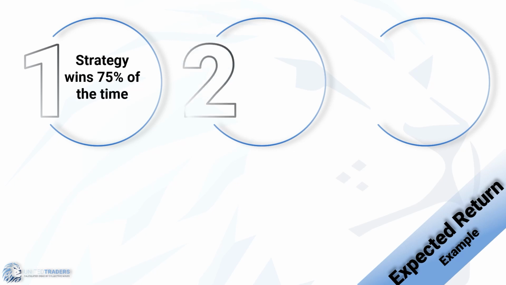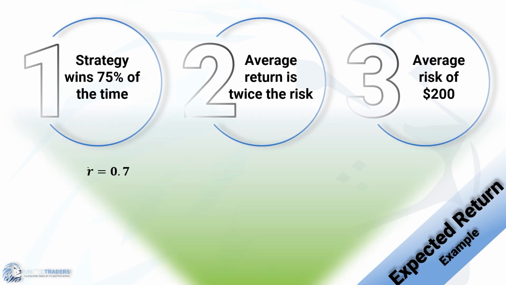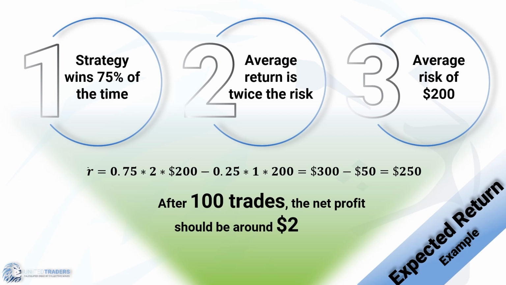Let's take a look at an example of a winning strategy. As you can see here, this trader has a win rate of 75%. The average risk is $200 per trade, and the average return per winning trade is twice that risk, or $400. Winning $400 75% of the time and losing $200 25% of the time means that this trader has an expected average return of $250. Over a series of 100 trades, following this strategy exactly, this trader should net $25,000.